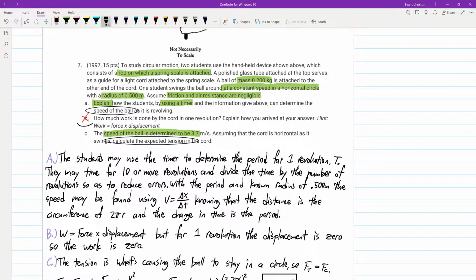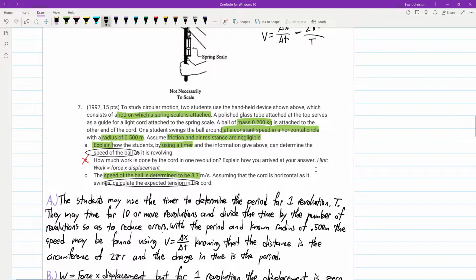Now part B here, I have this red X over it, and it's because this actually is a question that's related to our next unit, which is energy. But it's actually a pretty straightforward question. I gave a hint here because I know that this is not something we've gone over. It's saying how much work is done in 1 revolution. Well, it's force times displacement. So we have to go, okay, well, what the heck's the force?